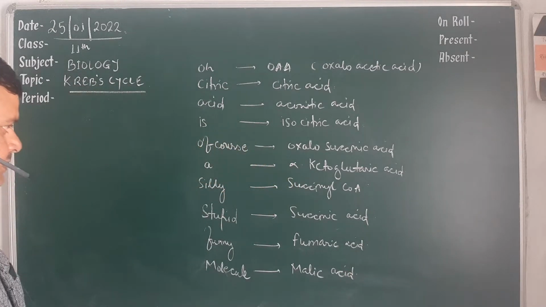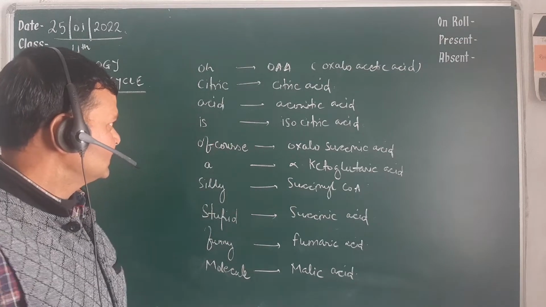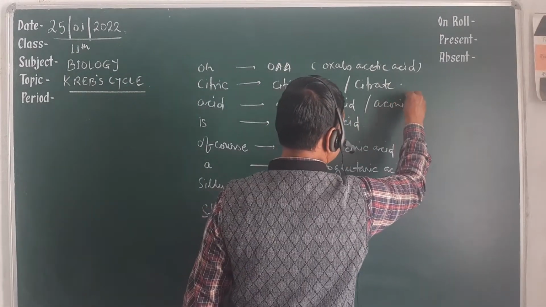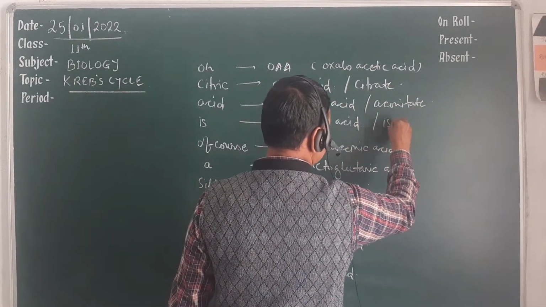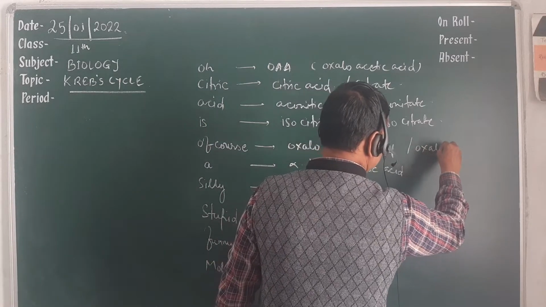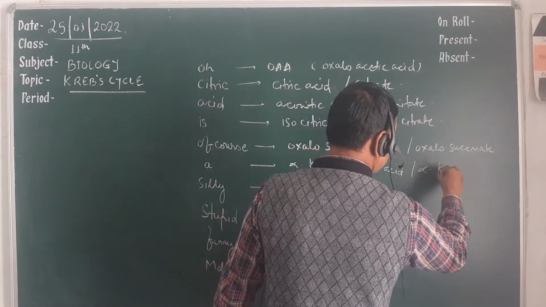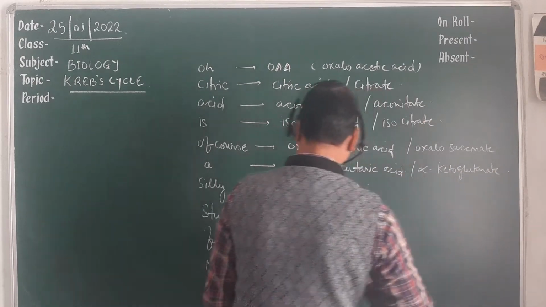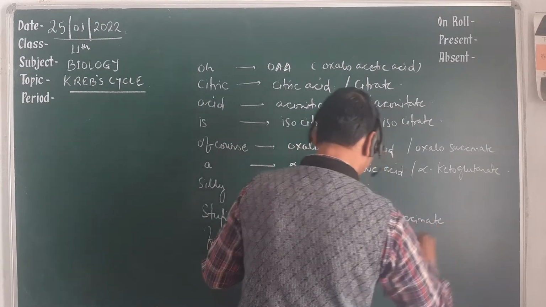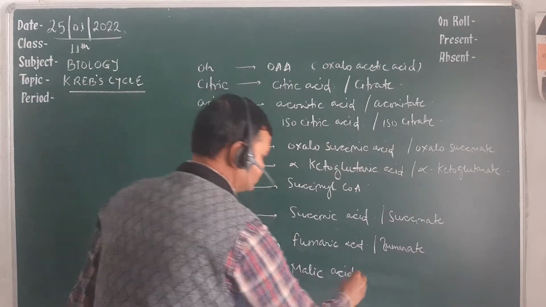Now one thing more we have to remember, that out of these all 10 chemicals which are forming here, some are known by some other names also, like citric acid is also called by the name citrate. Aconitic acid is also called aconitate. Isocitric acid also called as isocitrate. Oxalosuccinic acid is also called oxalosuccinate. Alpha ketoglutaric acid also called alpha ketoglutarate. Succinyl coenzyme A is succinyl coenzyme A. Succinic acid also known as succinate. Fumaric acid also known as fumarate, and malic acid is also known as malate.